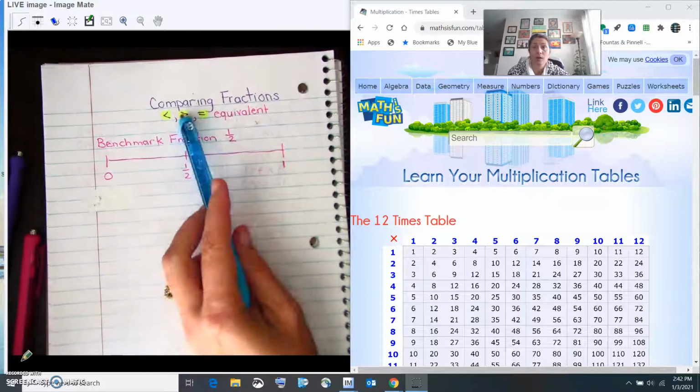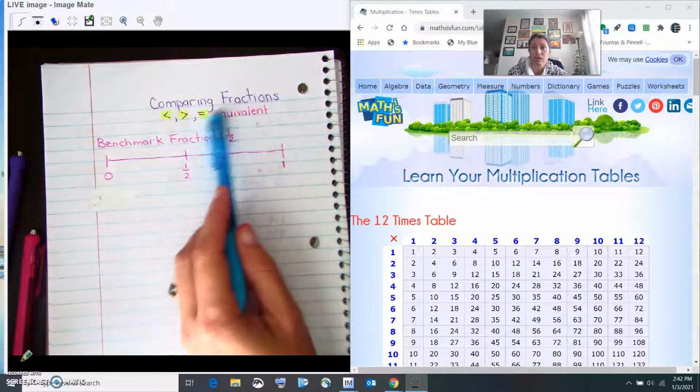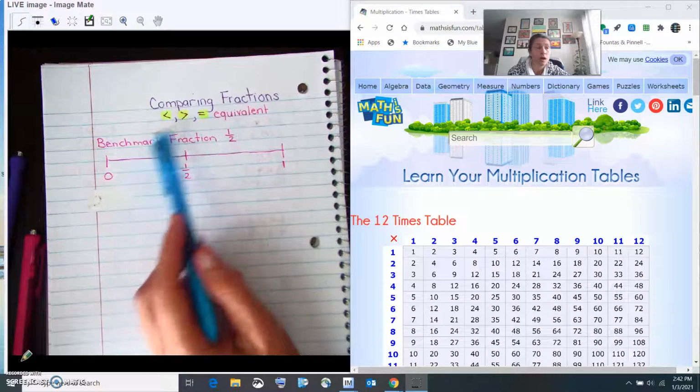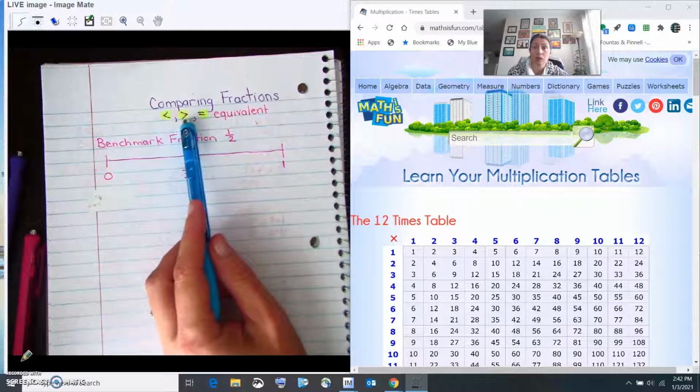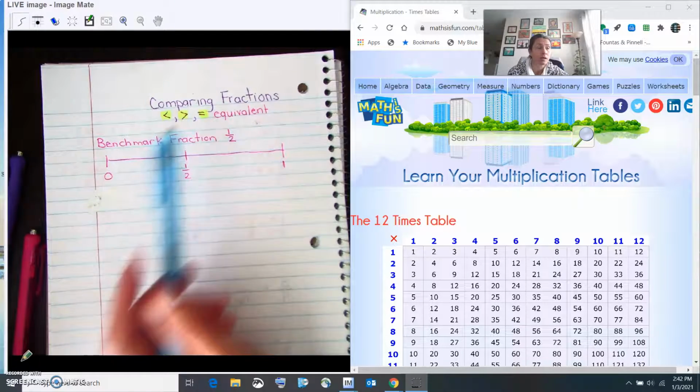We are going to be talking about comparing fractions. Before we left, we worked really hard on equivalent fractions, fractions that were equal. Now we're going to be comparing two fractions to see if they are bigger, smaller, or equivalent.